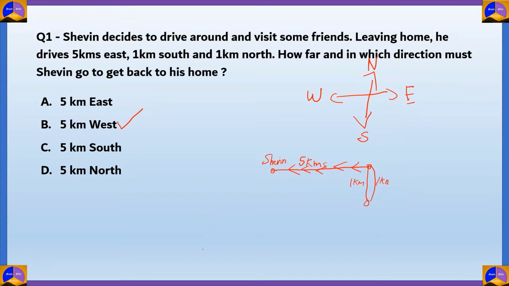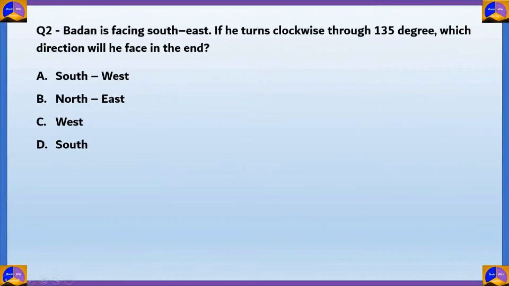Let's go to the next question. Question number 2. Baden is facing southeast. If he turns clockwise through 135 degrees, which direction will he face in the end? Option A, southwest. Option B, northeast. Option C, west. Option D, south.